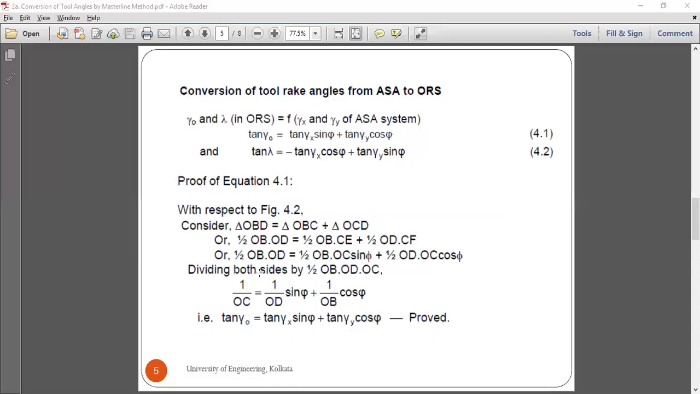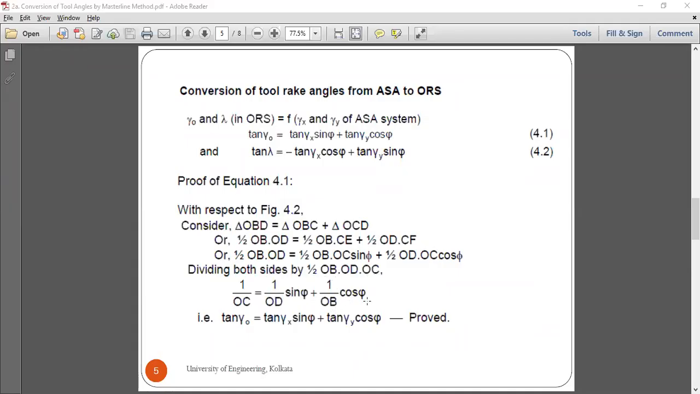Now, if we divide this entire equation by OB into OD into OC, half is definitely getting cancelled out. So what we are going to get is 1 by OC equals 1 by OD sine phi plus 1 by OB cos phi.